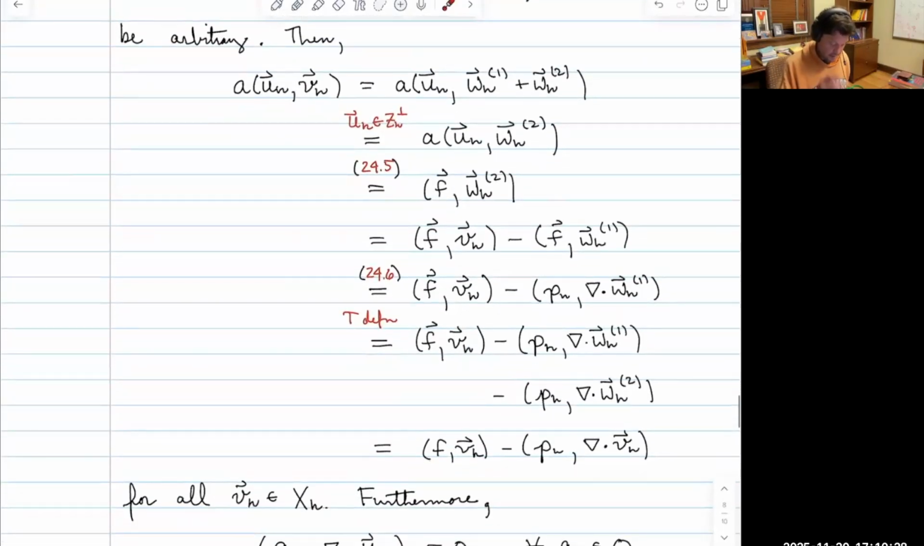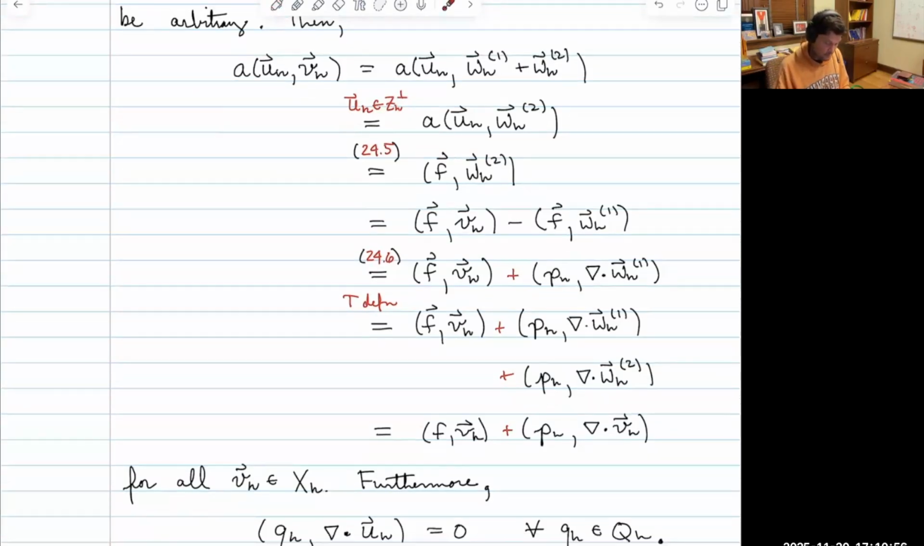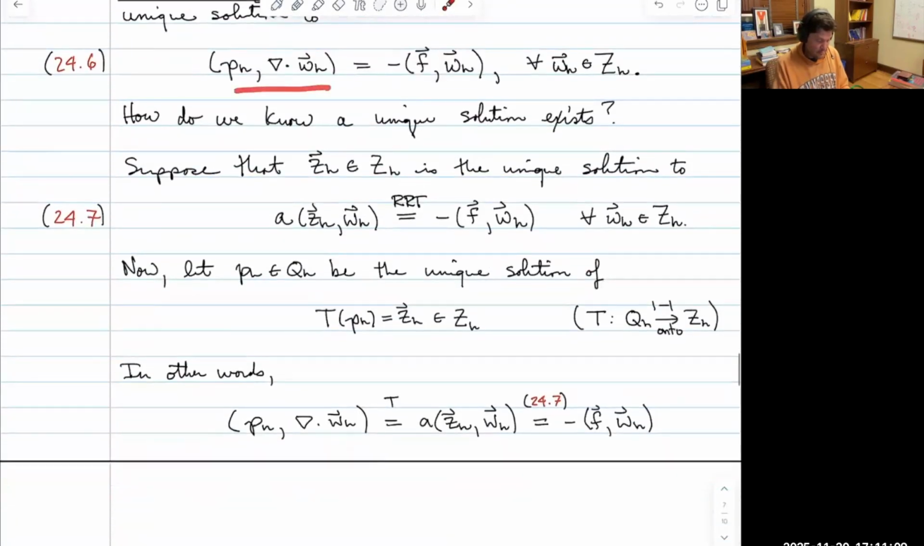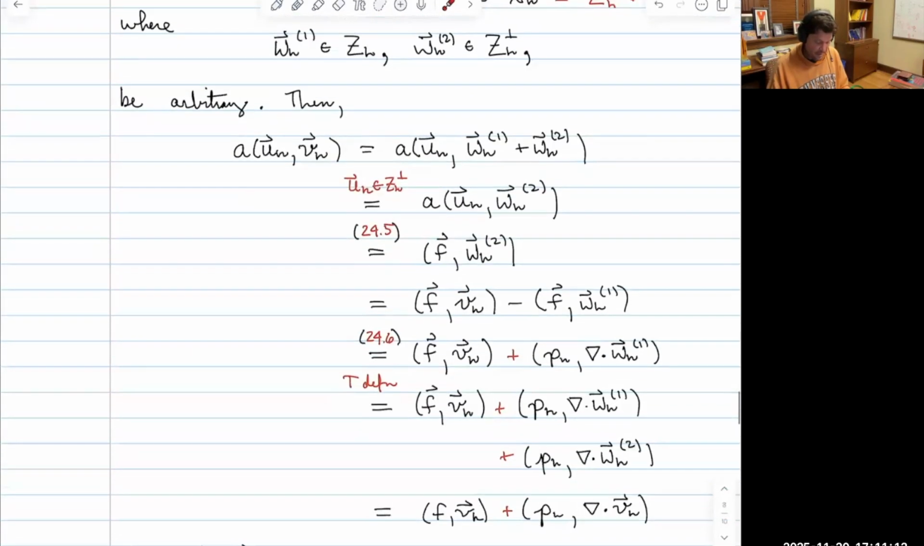So did I make a mistake? Yeah, I think so. Right, so this one should have been plus that pressure, and then plus and plus. I think that's right. The pressure is equal to, this term is equal to minus that, by 24.6. Again, let's double check. Minus sign, yeah. So the minus sign changes to a plus.